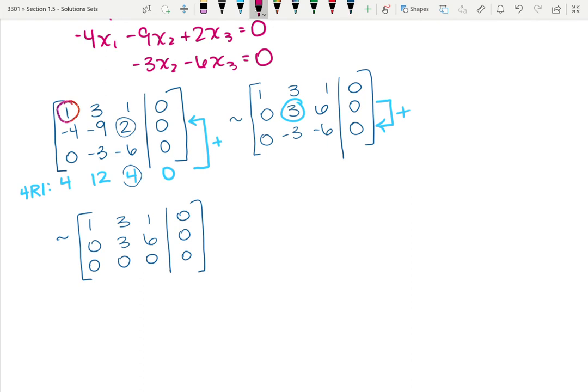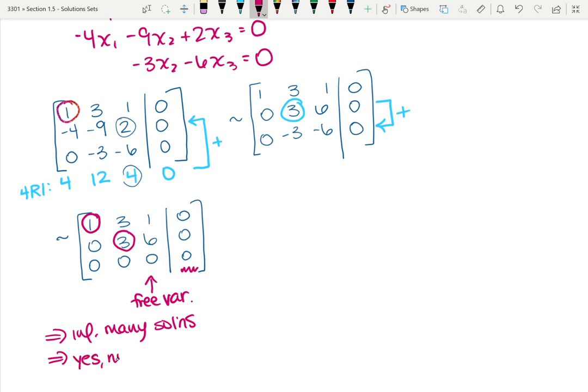Right now, this is enough information to tell us: here's a pivot, here's a pivot, and there's no pivot in this column. This is going to be a free variable, which means we have infinitely many solutions. And since we have all these zeros over here, we do have non-trivial solutions.